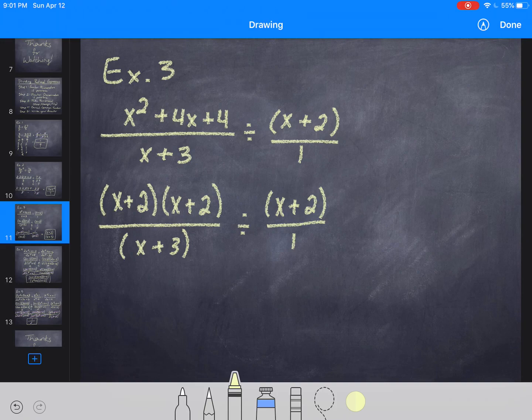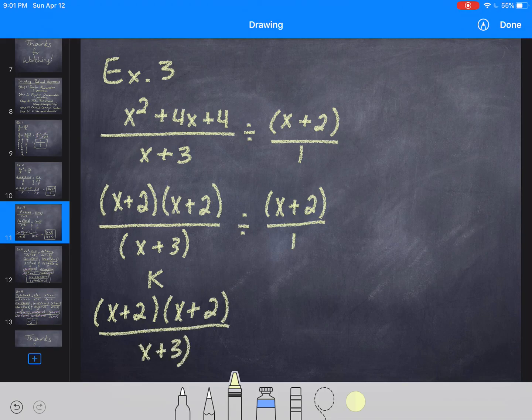Now I'm going to apply the third step where I take the reciprocal. I'm going to keep my first fraction exactly the way it is. So I have x plus 2 times x plus 2, all divided by x plus 3. I'm going to change my division symbol into multiplication. And then I'm going to flip the fraction that is located directly behind my division sign. So I end up with 1 divided by x plus 2.